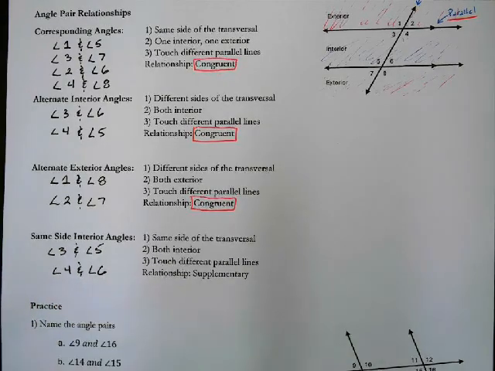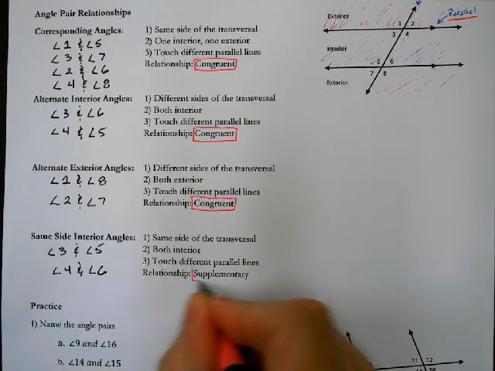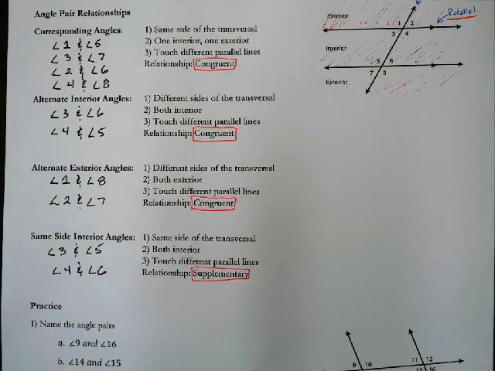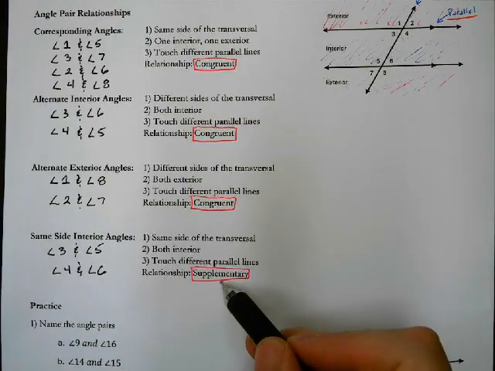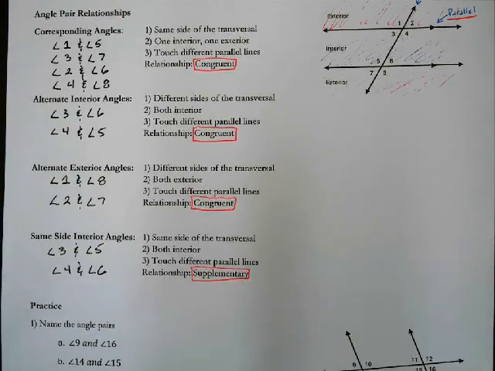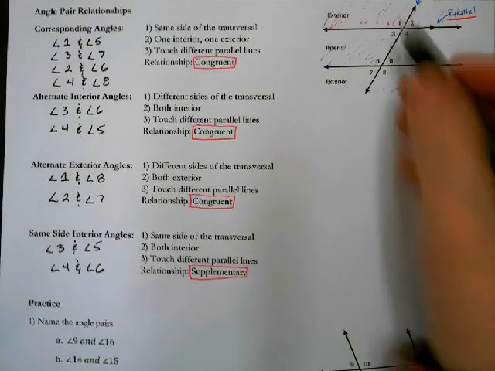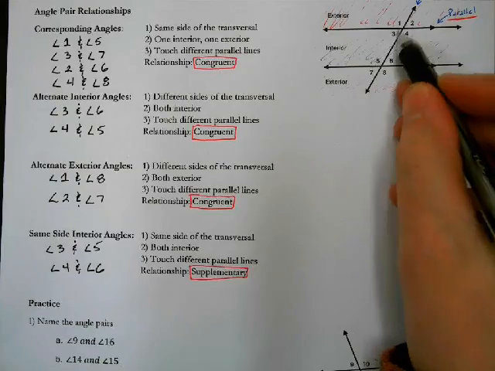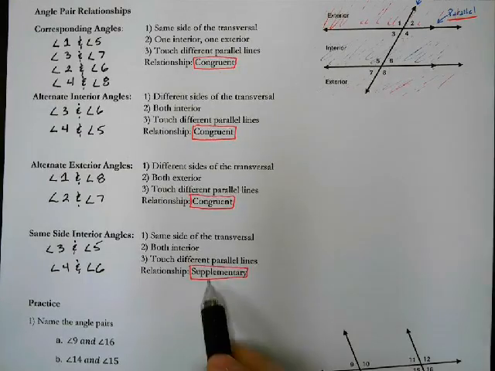And these ones are always going to be supplementary to each other. So this is our group that's not going to be congruent. They're going to be supplementary. And you can kind of tell they're not congruent. Look at this. This angle is less than 90 degrees. This angle is more than 90 degrees. So they can't be congruent to each other. So these ones are going to be supplementary instead.